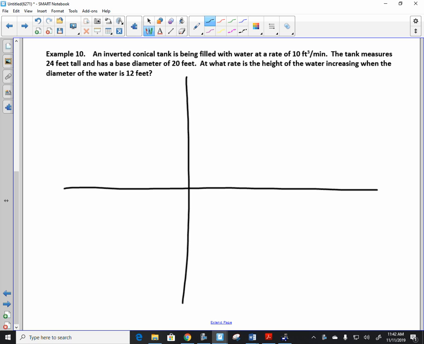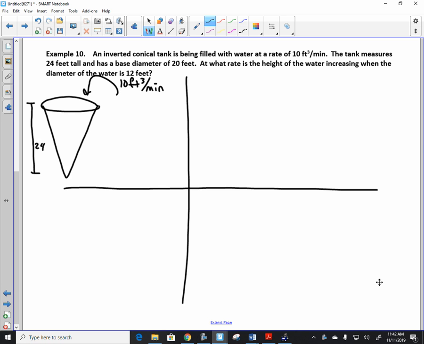All right, we have an inverted cone being filled with water at a rate of 10 cubic feet per minute. The tank measures 24 feet tall and has a base diameter of 20 feet. At what rate is the height of the water increasing when the diameter of the water is 12?